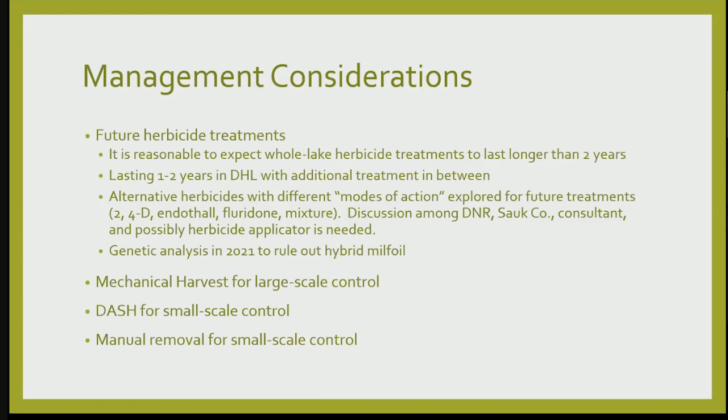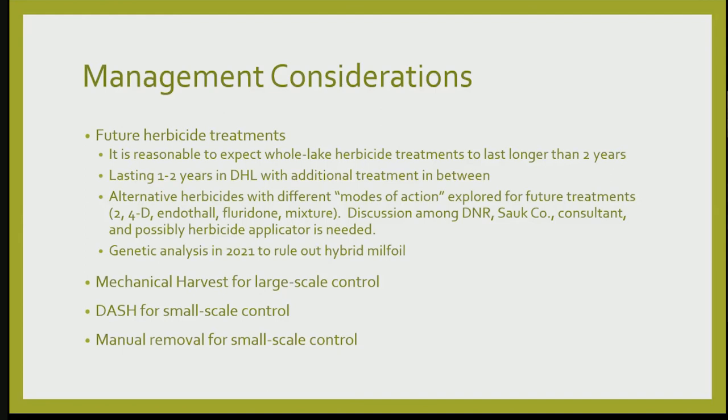I've listed a couple here. 2,4-D is the traditional herbicide that's been used. But endothall, a mixture of endothall and 2,4-D, have been considered in lakes that have been particularly problematic for controlling milfoil. Fluridone's also considered. I'm not necessarily endorsing one of these approaches. I'm just throwing them out there, and I think that discussion among DNR, potentially Sauk County, myself, and possibly even the herbicide applicator is definitely needed.